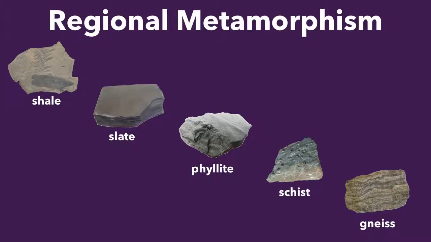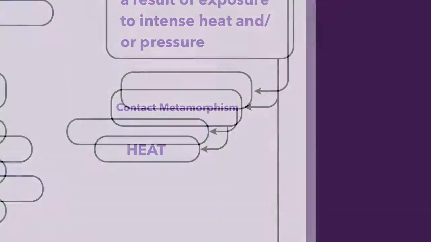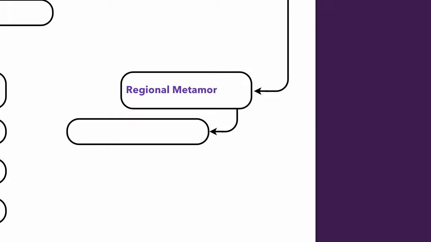Now, if you were to take gneiss and add additional heat and pressure, it would likely melt into magma or lava, and then it would become an igneous rock. So gneiss is generally the extent of metamorphism that we see. Let's go back to our flowchart. So our second type of metamorphism is called regional metamorphism, and this is caused primarily by pressure.